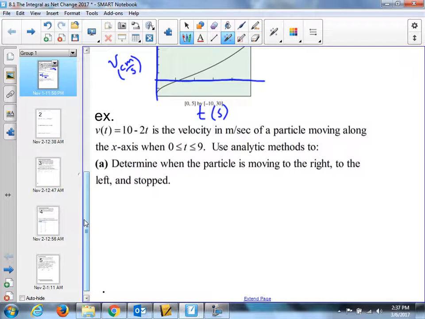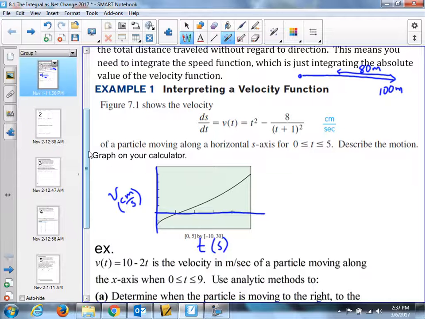Now, that's reading the graph. Do you see unit-wise? If you found the slope of the tangent line right here, what is the slope's units? So at 4 seconds, what's the slope? What is the unit of slope? Rise over run? Centimeters per second divided by seconds, so seconds squared, right? Centimeters per second squared. That sounds like an acceleration.